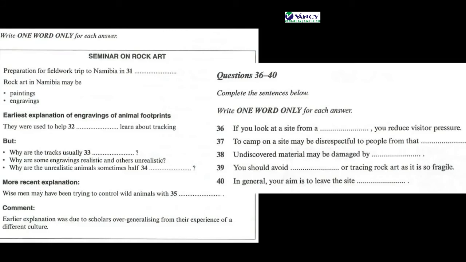Now listen carefully and answer questions 31 to 40.